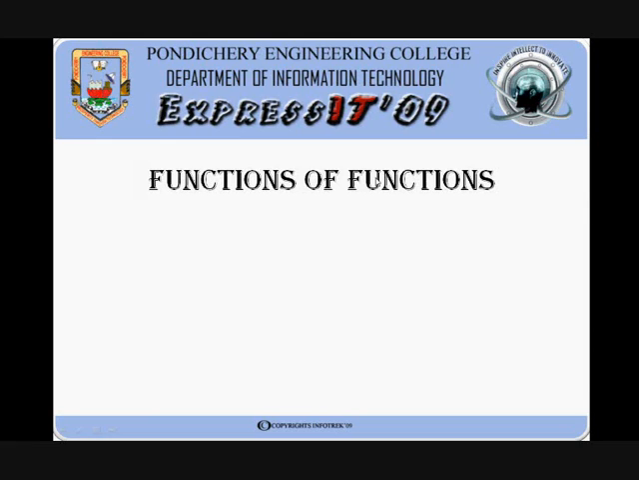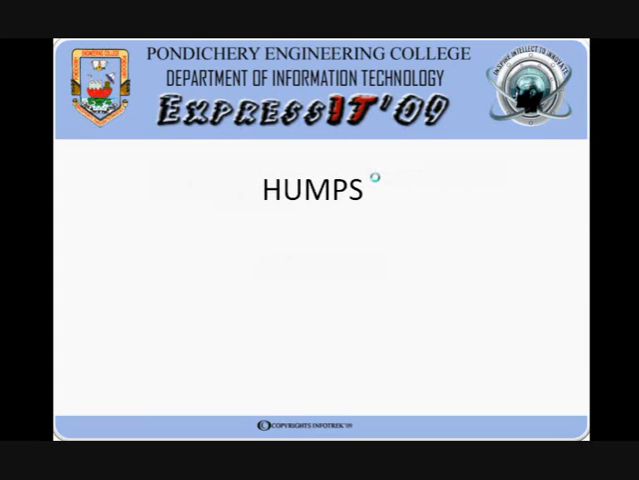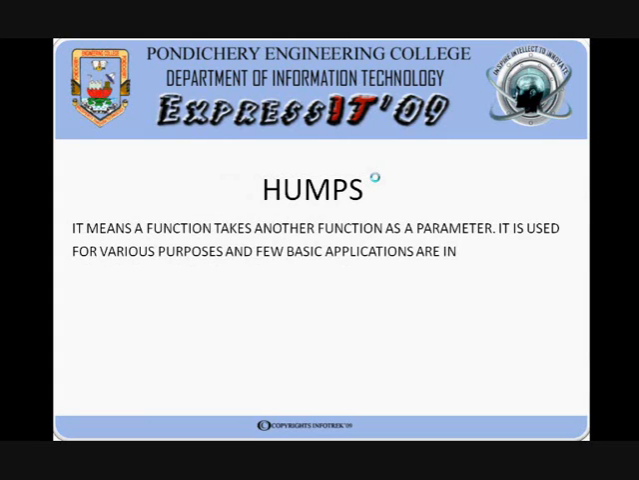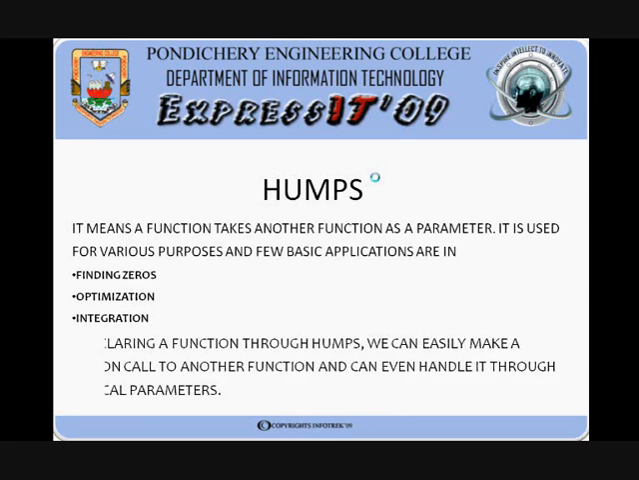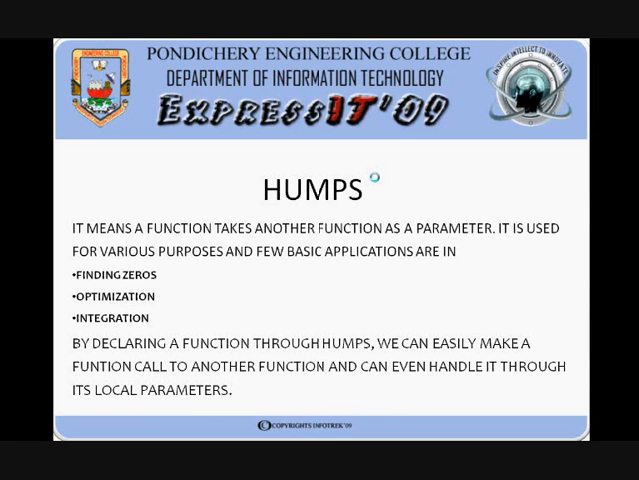Welcome to Matlab programming, functions of functions. Humps. It means a function takes another function as a parameter. It is used for various purposes and a few basic applications such as finding zeros, optimization, integration. By declaring a function through humps, we can easily make a function call to another function and can even handle it through its local parameters.